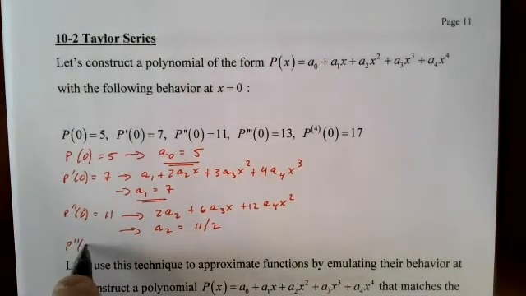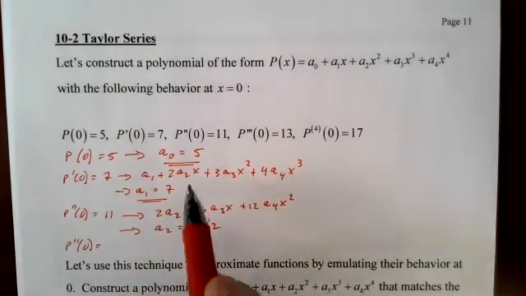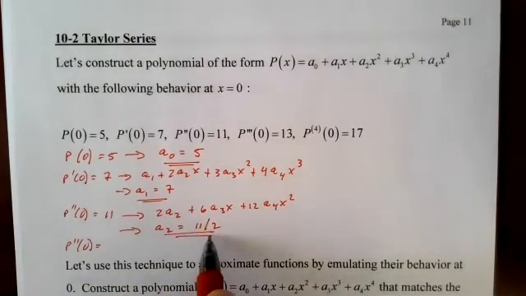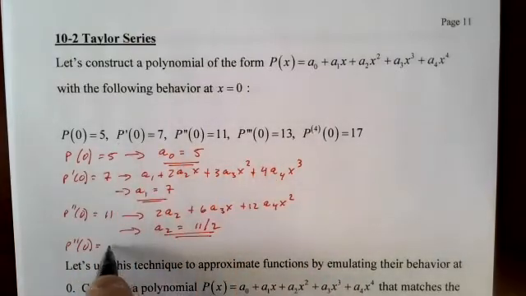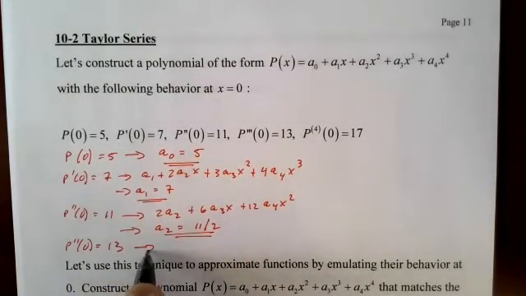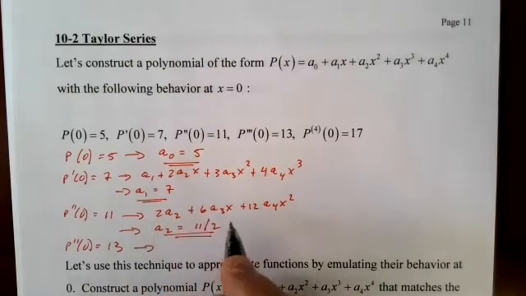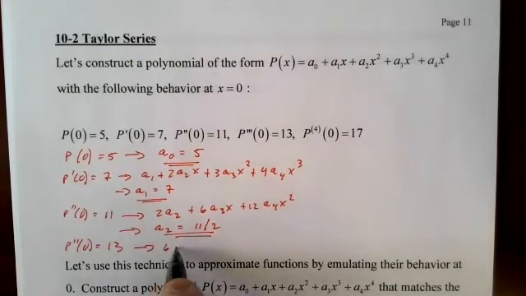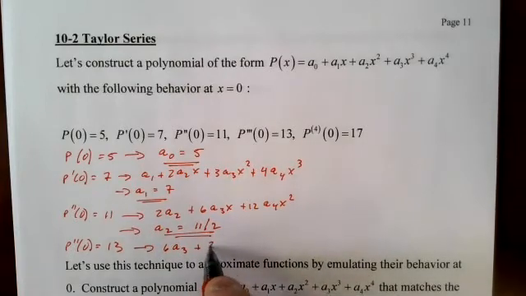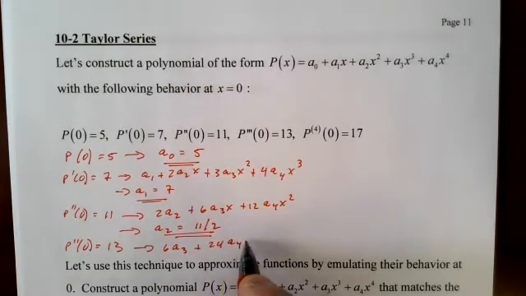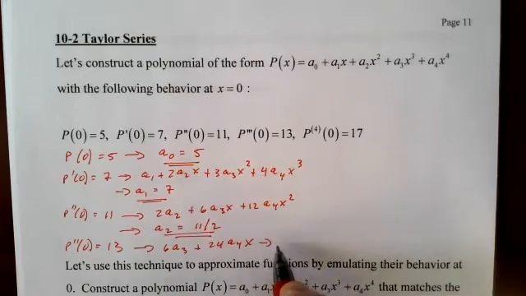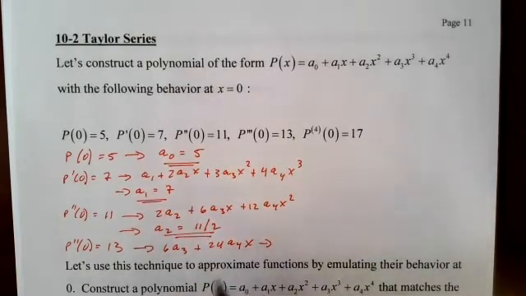Third derivative equals 13. 1, 2, 3, yep. Very tedious, a lot of time. Derivative by derivative, 6a3 plus 24a4x. That equals 13 when we plug in 0, divide by 6. a3 equals 13 over 6.